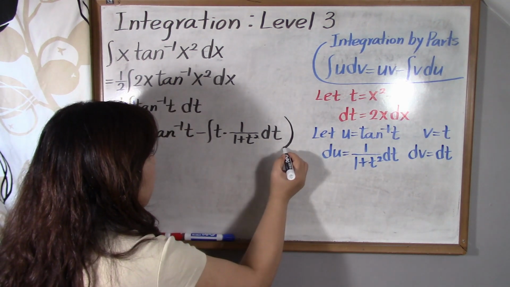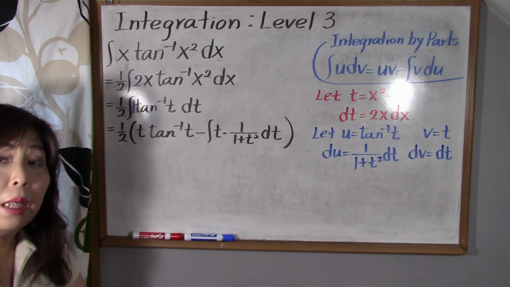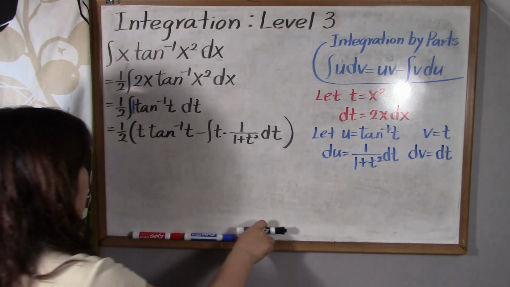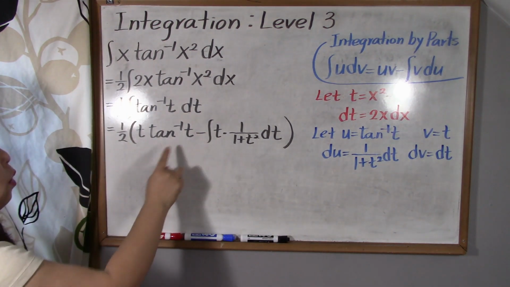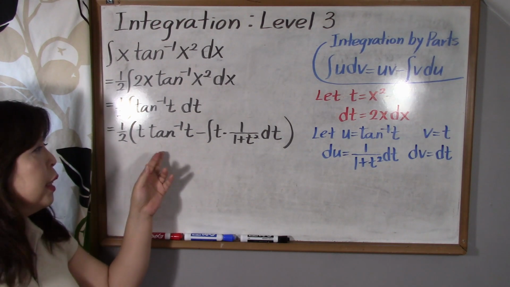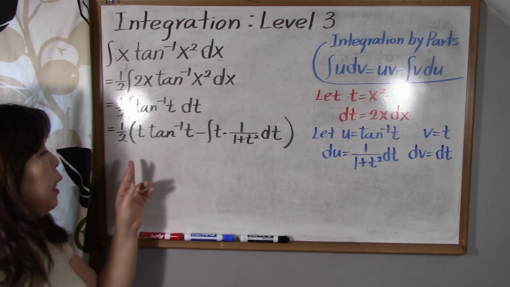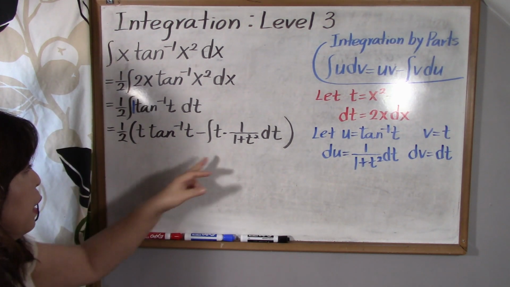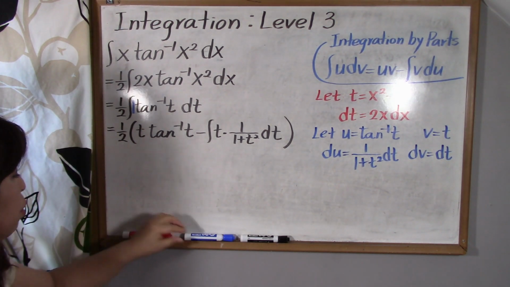And parentheses. Okay? So now, this one is already done. We already integrated this one. However, we're going to change the t variable to the x variable later. How about this integration?